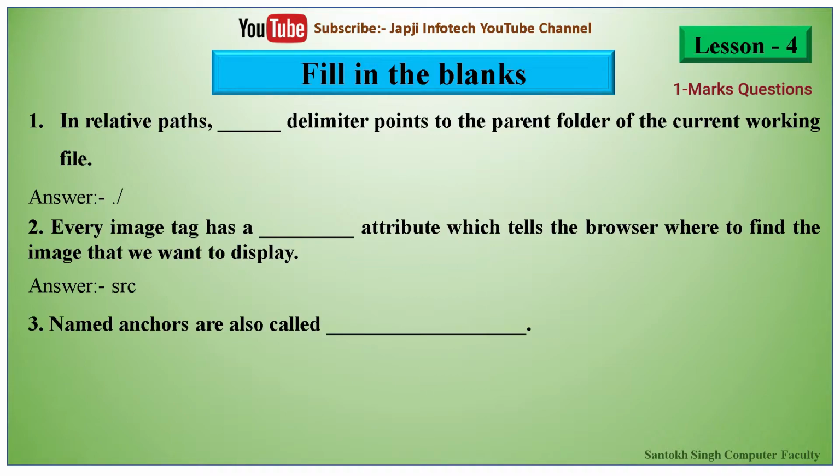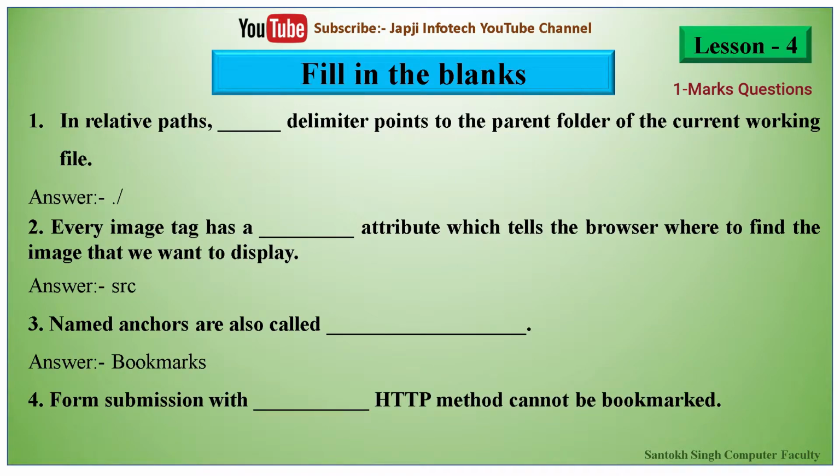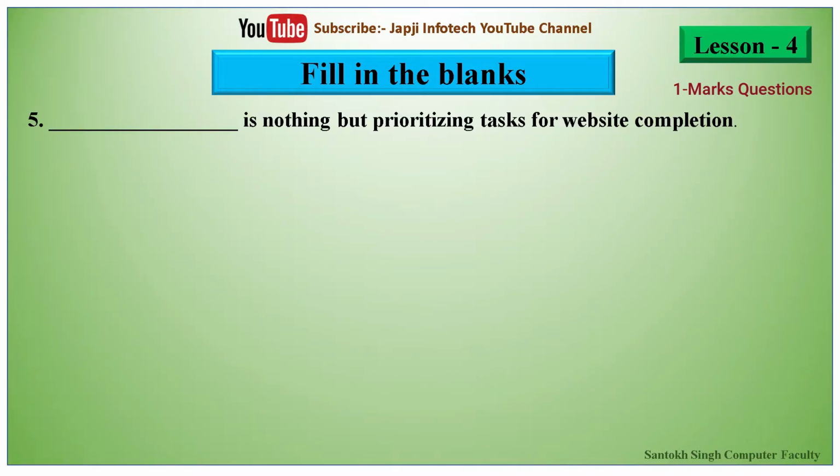And the third one is named anchors are also called dash, and the right answer is named anchors are also called bookmarks. And the fourth one is form submission with dash HTTP method cannot be bookmarked. And the right answer is form submission with post HTTP method cannot be bookmarked. And the fifth one is dash is nothing but prioritizing task for website completion. And the right answer is planning is nothing but prioritizing task for website completion.